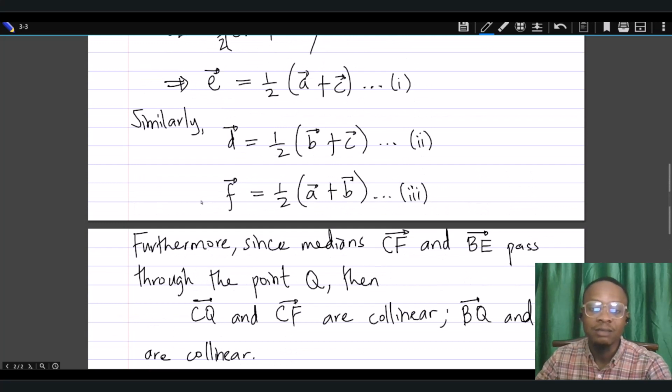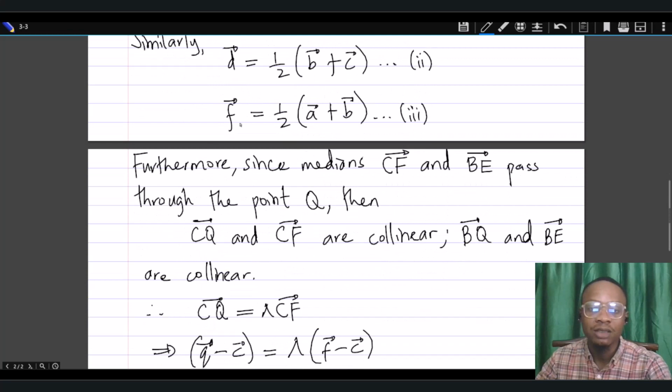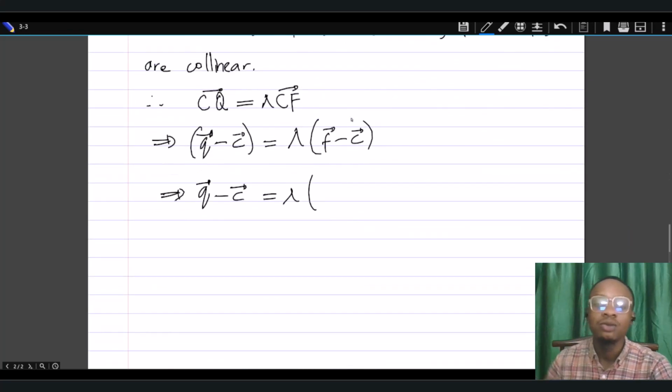That is quite easy because we already have an expression for F in terms of A and B, which apply to the vertices of the triangle, right? So we can just make the substitution here. Instead of this F, you can have this to be, so let's use a bigger bracket here.